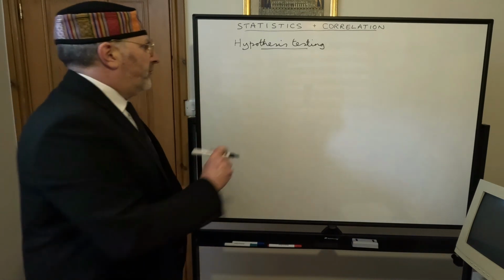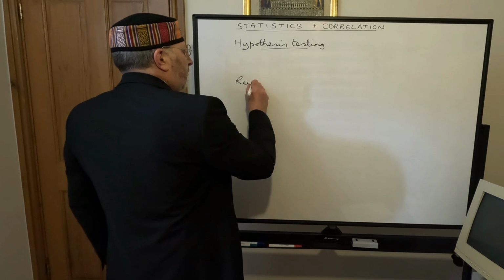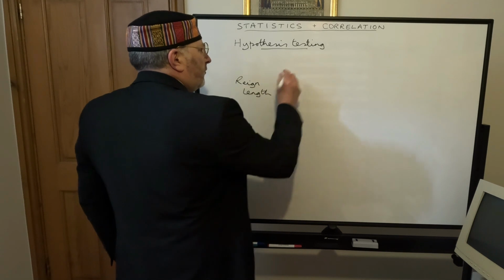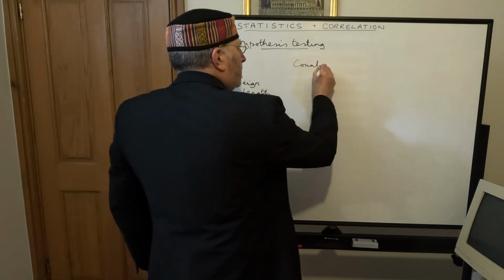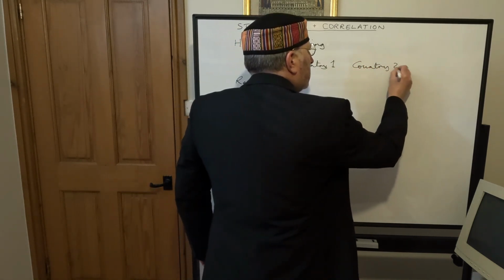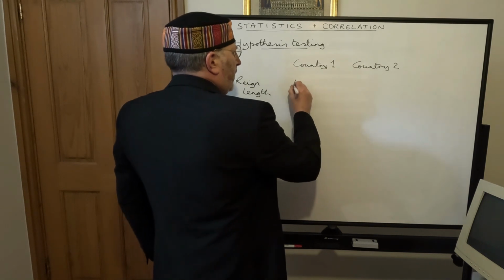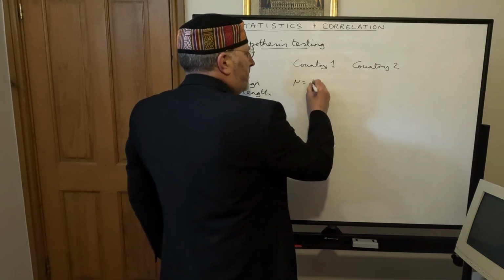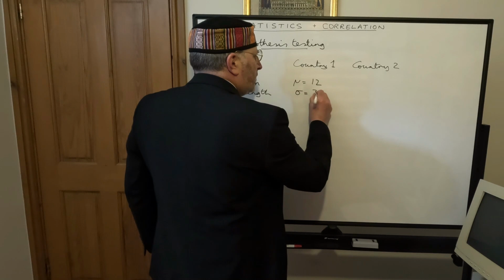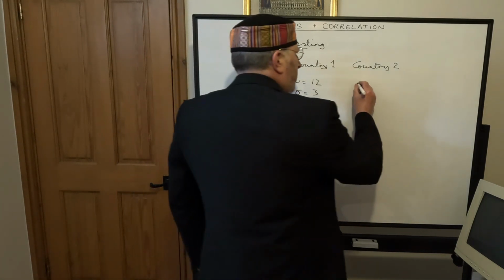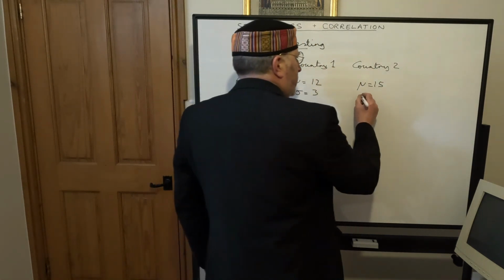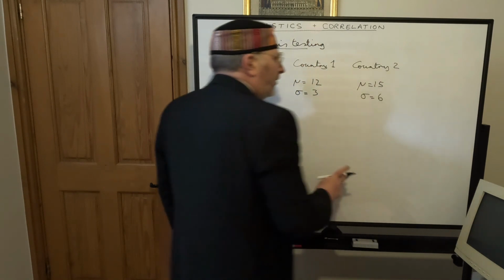Another example we might have is where we're studying the lengths of the reigns of monarchs in two different countries, country 1 and country 2. We might find that in country 1 the mean length of the reigns of the monarchs is 12 years and the standard deviation is 3 years, and in country 2 the mean is 15 years and the standard deviation is 6 years.